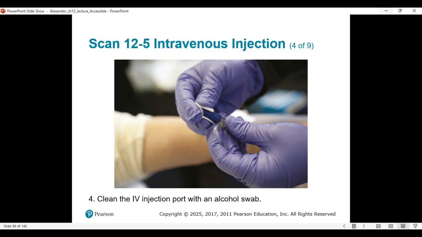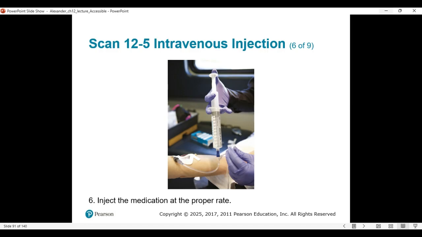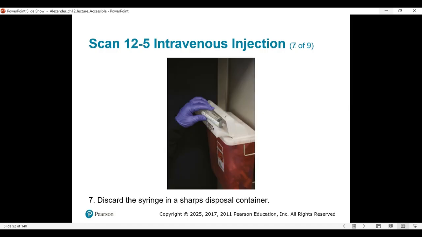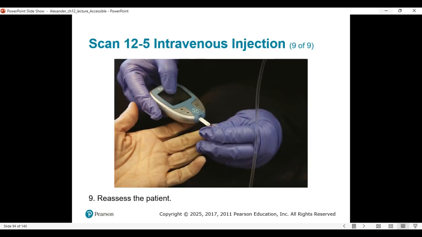We're going to clean the IV injection port with alcohol. So like the saline lock, or this is actually on tubing, like they're given an IV bolus. So they pinch it off and they're going to clean the injection port. Attach the syringe to the injection port, crimp the IV tubing above the site. Inject the medication at the proper rate. Discard the syringe in a sharps container. We're going to flush the IV tubing and readjust the drip rate. And then, of course, we're going to reassess our patient.